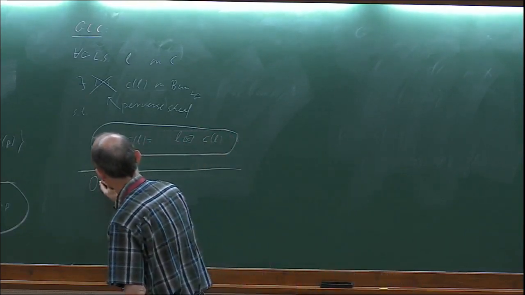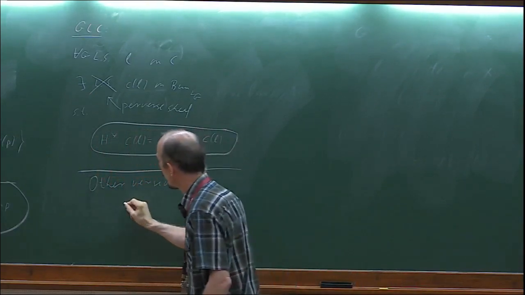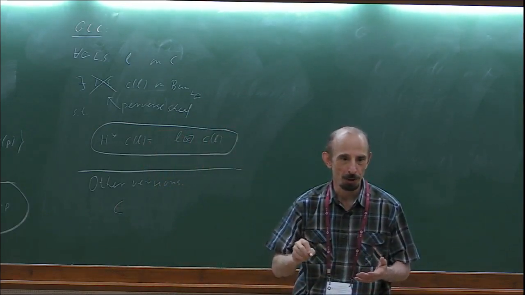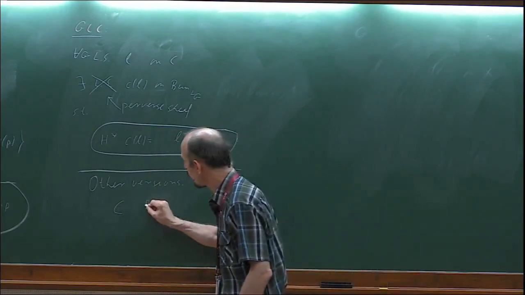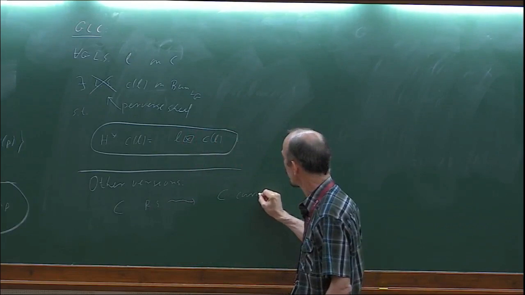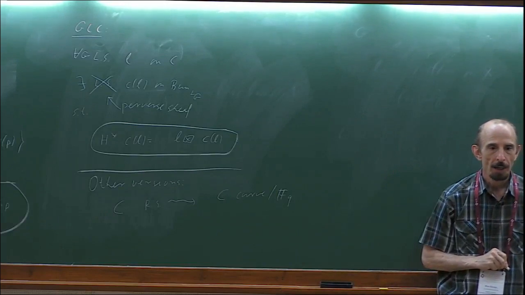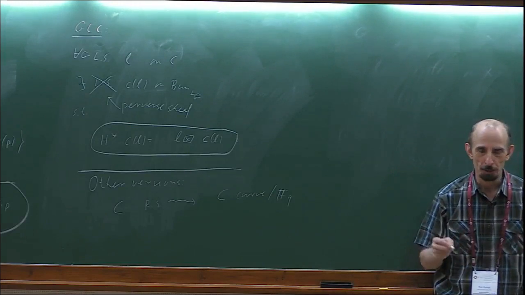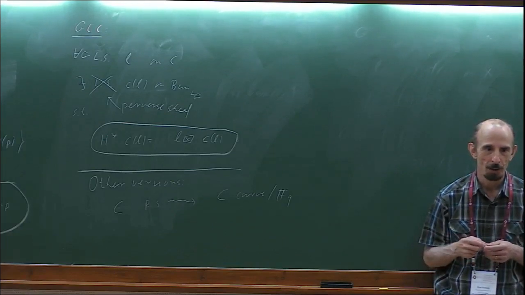I'll just enumerate other versions. What's crucial about C is that it's one-dimensional. The other versions look for other one-dimensional objects. So C, which is a Riemann surface, could be replaced by C, which is a curve over a finite field. And that turns out to be a fairly minor modification. You can imagine that if you know the language of algebraic geometry, whatever you can do on a compact curve, you should be able to do over finite fields.